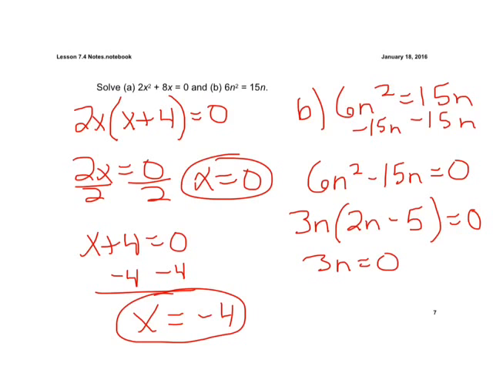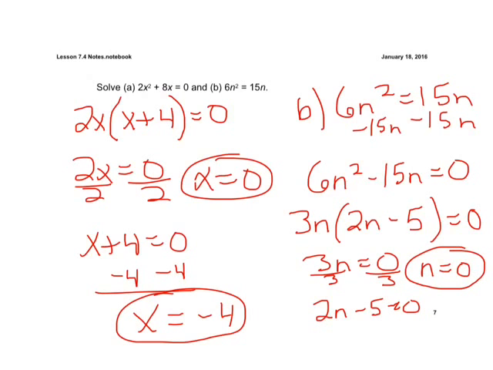Okay, 3n equals 0, and 2n minus 5 equals 0. Divide by 3. So we get n equals 0, that's one of our roots. Add 5 on both sides. So we have 2n equals 5. Divide by 2. If we divide by 2 on both sides, we're going to be left with n is equal to 5 halves. And those are our two roots. Okay, those are our solutions. If we plugged them in, we would get 0.